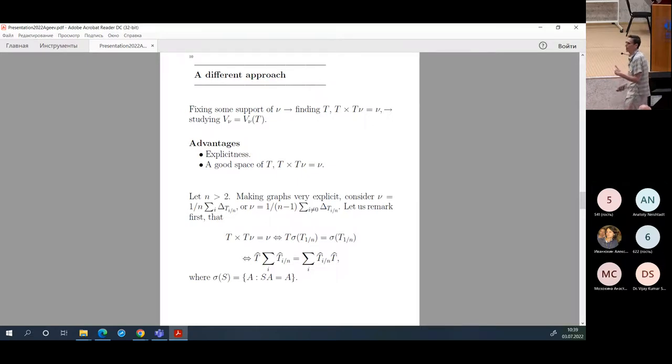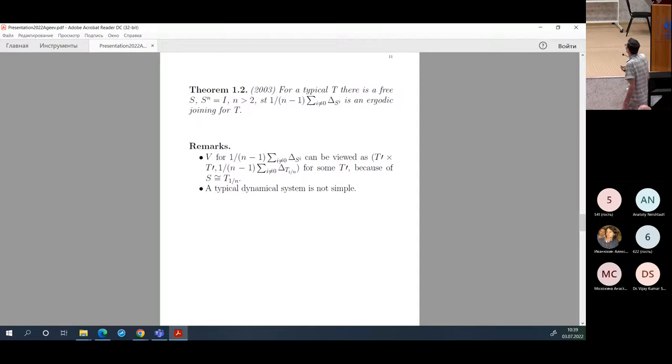So in the base, not every dynamical system acts so that T cross T nu is equal to nu. It's just some restriction: it preserves a sufficiently large sigma algebra for T over i of N. And this is just a small restriction, and we have sufficiently many T. And the theorem was proved for different purposes.